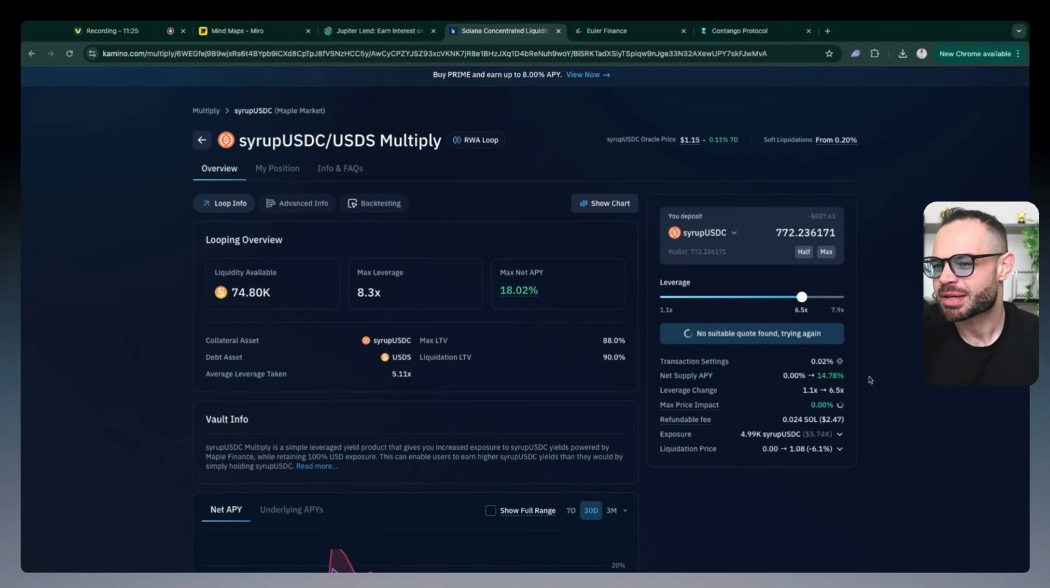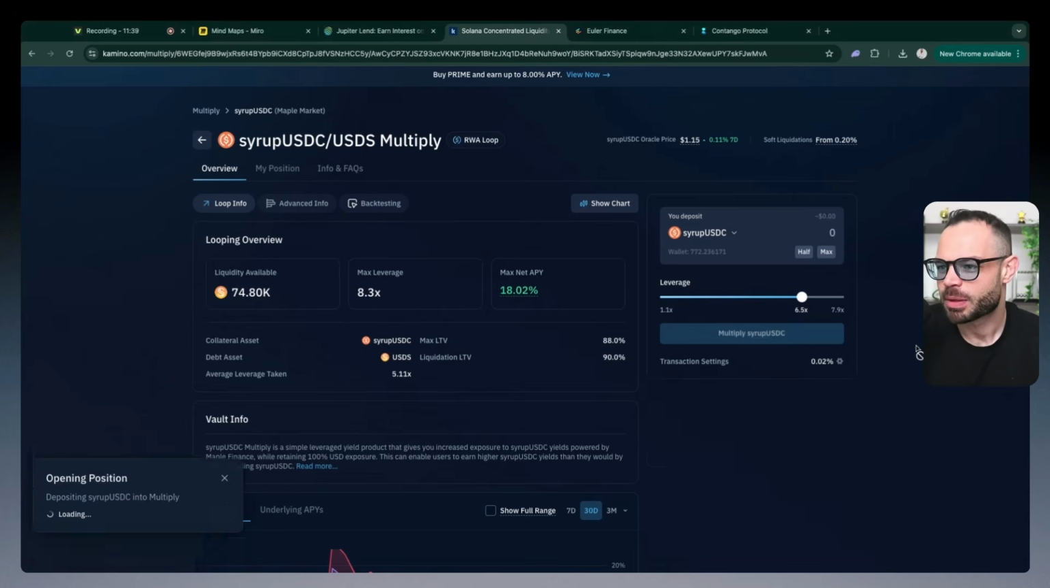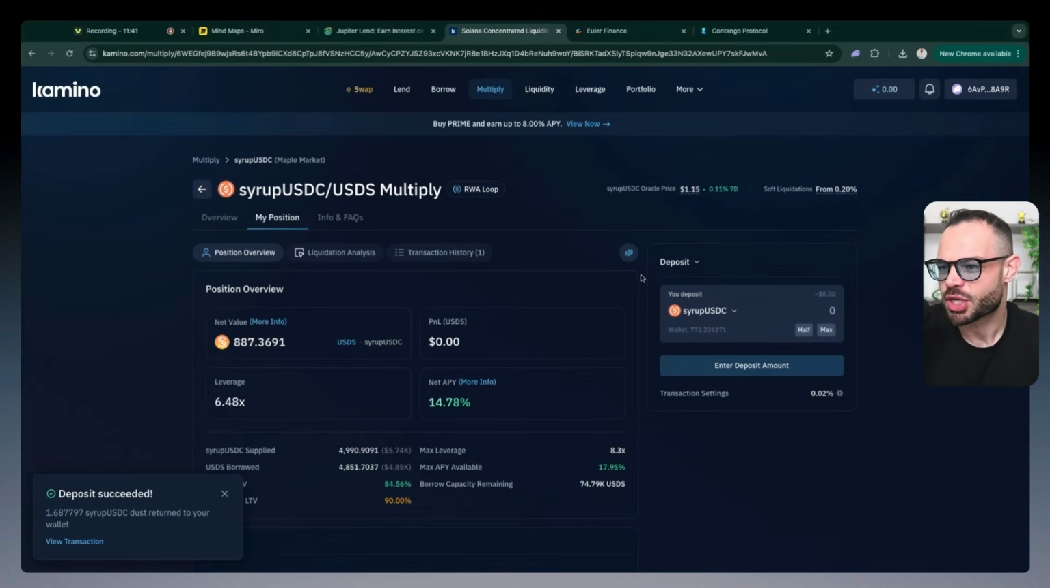Remember, that 14.7% is not fixed. You have to watch the variables. You have to watch the interest rates changing, and they're going to be changing every day. And so, like I said, it is going to be your job to monitor and ultimately manage the position based on those interest rates changing over time.